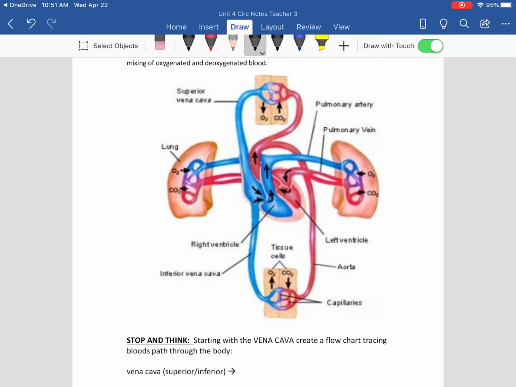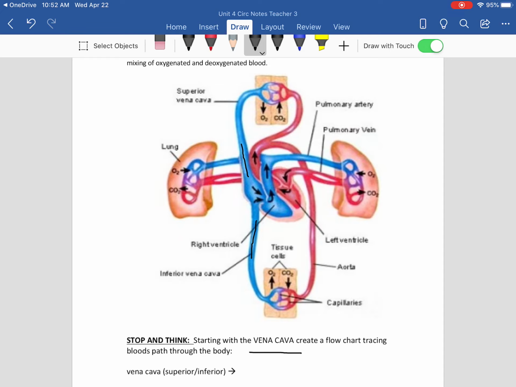So when we're talking about circulation, please know it is not just a pathway that I'm going to show you. All of the blood is obviously traveling at the same time, but you've got to start somewhere. So I'm going to start at the vena cava and just show you how blood goes through the heart. I'll talk that through, and then we'll complete the stop and think together.